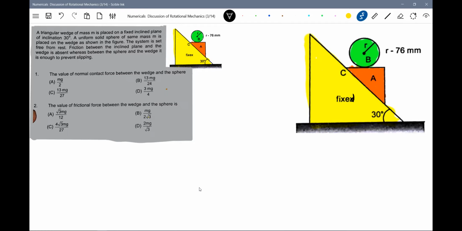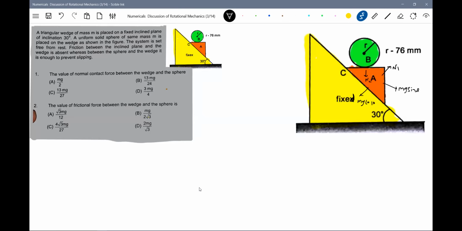Solid sphere of mass m. So both have mass m. So what are the first forces? mg sine theta, normal contact, mg cos theta. Then there will be normal contact by this also.